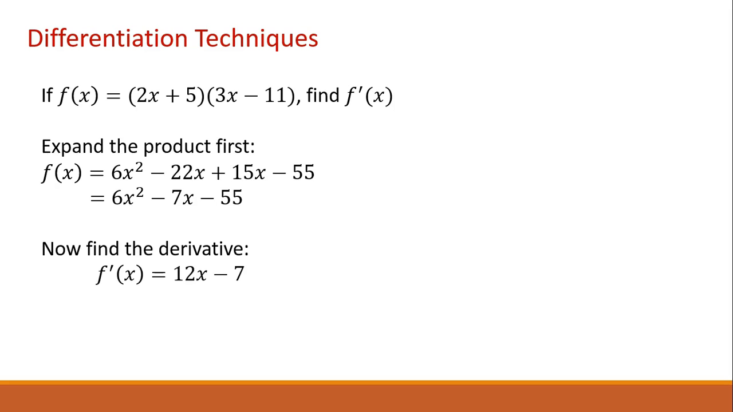Derivative of 6x squared is 12x. The derivative of minus 7x is minus 7. And the derivative of minus 55 is 0. So our derivative is 12x minus 7. Sometimes you'll see that doing a little bit of algebra on your function before you do the derivative may make the derivative pretty easy to do. But that's not the only way to do this problem.